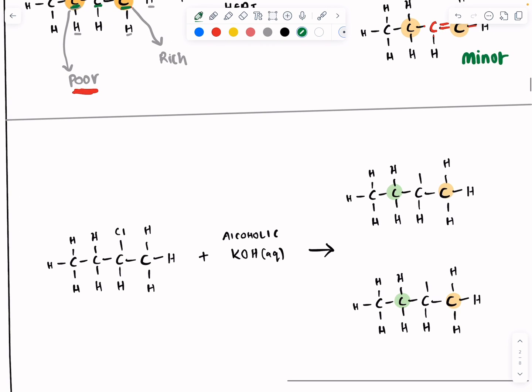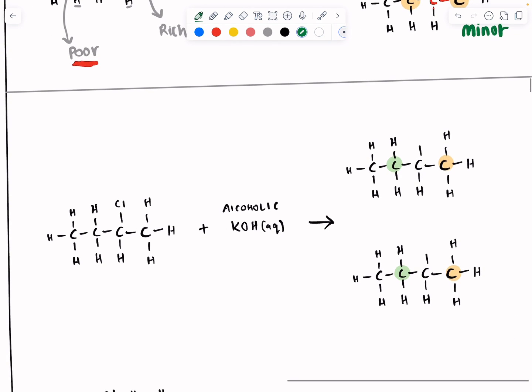Feel free to pause the video and see if you can do this one. This time we're reacting a haloalkane, and we know it's a haloalkane because of the presence of a Cl group. We're reacting it with alcoholic KOH to form an alkene. Take a pause, see if you can do it yourself.